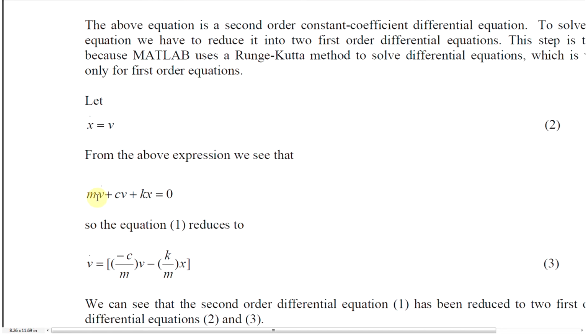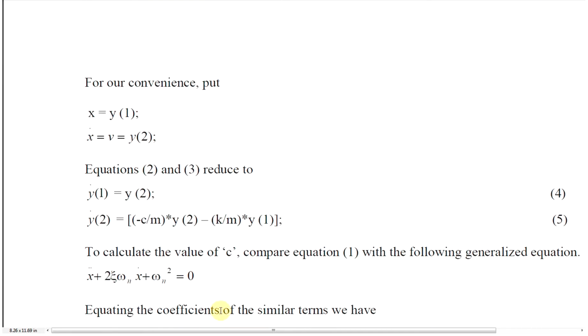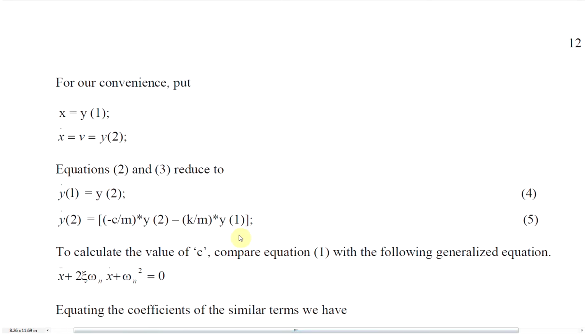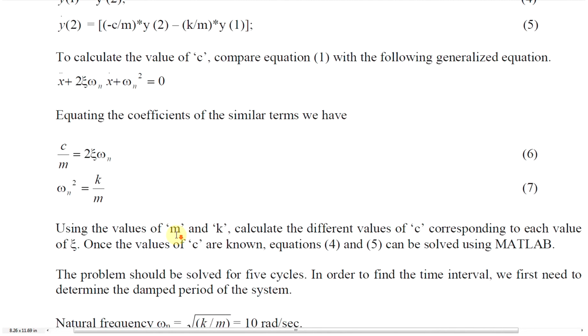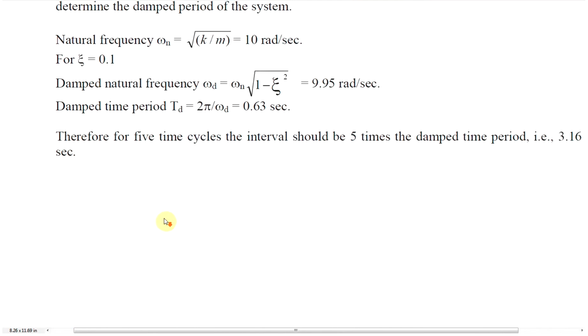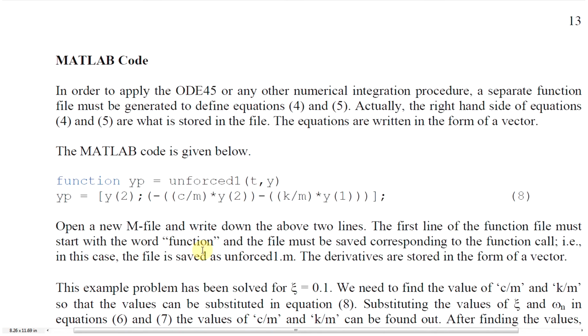So we rearrange this equation here, and v dot, hopefully you can see that, is the equivalent of the second derivative. We change this over to the right hand side, and we get that. And then we get equations 4 and 5, and then we have the constants here. c over m is 2 epsilon omega n, and omega n squared is k over m. So the code is here. I'm just giving credit, it's there.